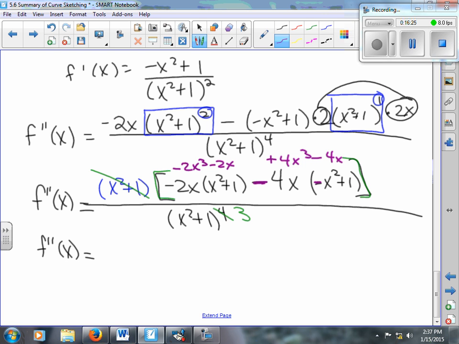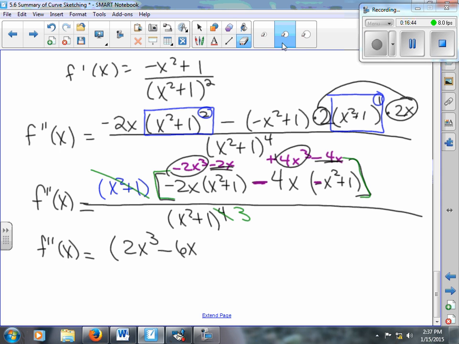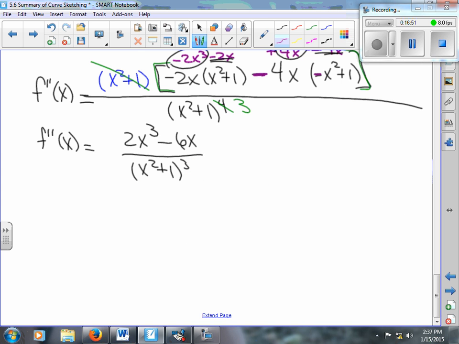All right, so now let's write down what I have. What was left over from the brackets, I have a negative 2x cubed, a positive 4x cubed. That is 2x to the 3rd. Minus 2x minus 4x minus 6x. That's all that's left in the numerator. Over x squared plus 1 to the 3rd. Okay, so that's my second derivative. Ugh, can't stand this. Let's factor out a 2x. There we go. One more step.